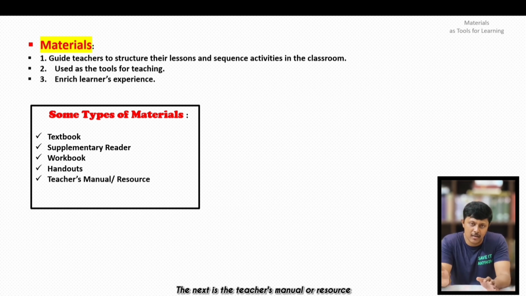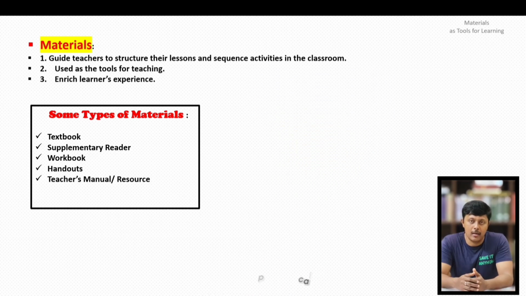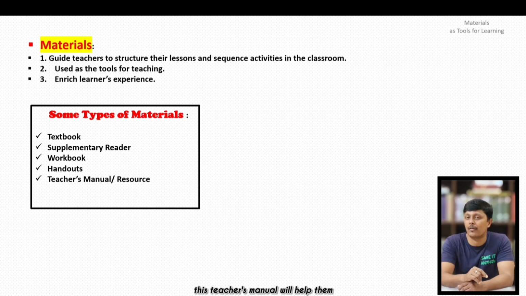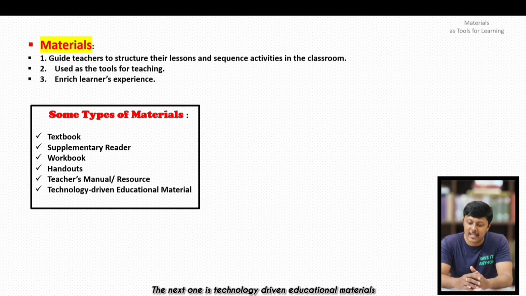The next is the teacher's manual or resource. These basically help the teachers to plan in advance the pedagogical style and the content of their teaching, etc. It means how they are going to teach. This teacher's manual will help the teachers to comprehend their ideas to teach the learners in a supposedly better way. The next one is technology driven educational materials.